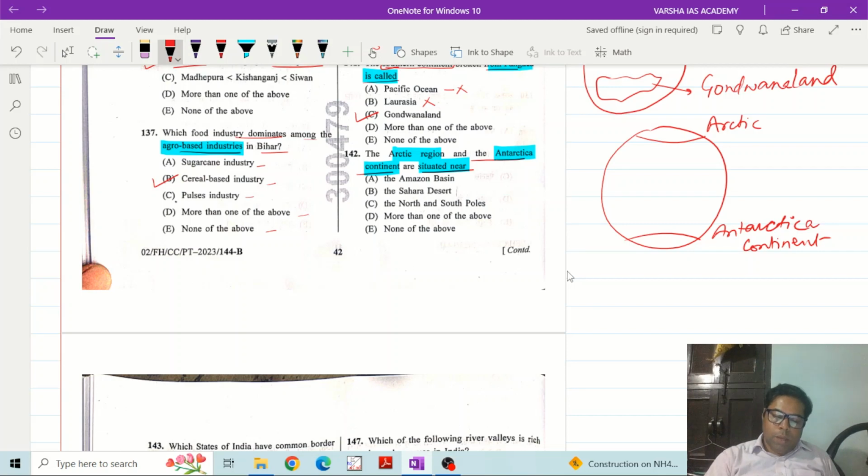Here Amazon basin, absolutely not. Sahara desert, absolutely not. North and South Pole. So this is our North Pole and this is our South Pole. So this is the answer, right? More than one of the above? No, this is not. The answer is simply C. Easy question.